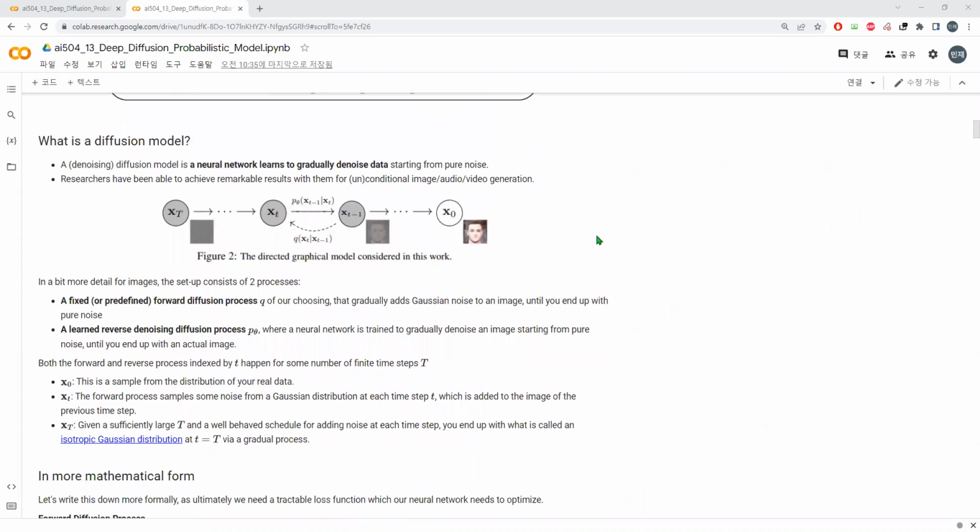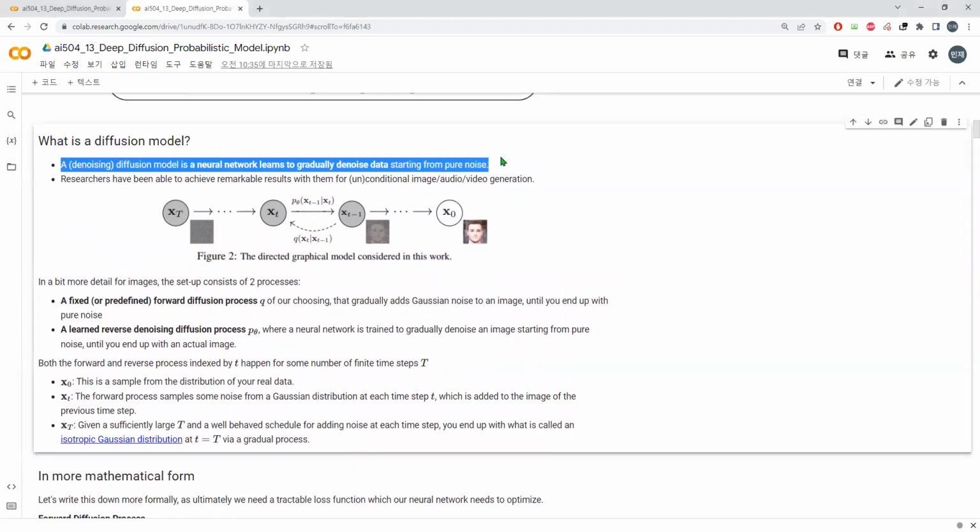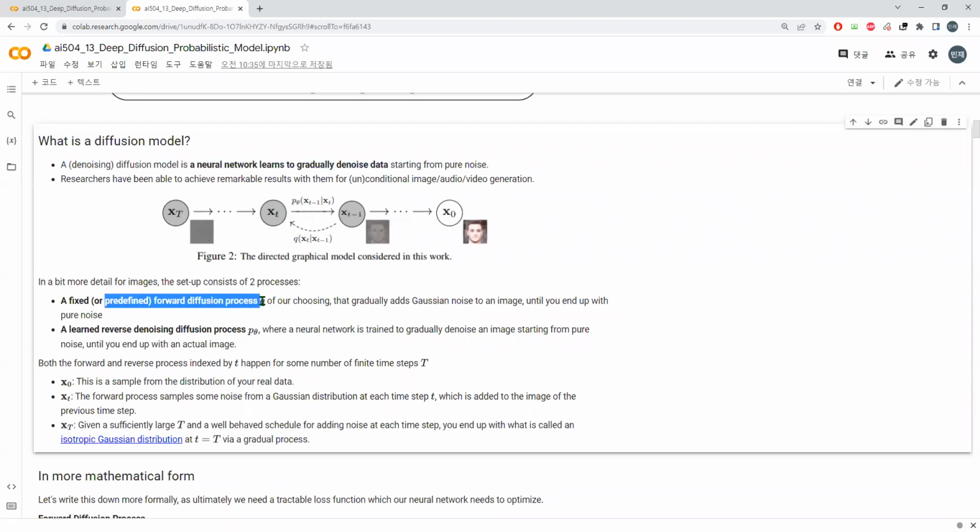Okay, what is a diffusion model? As I already said, the theoretical part was already covered by Professor Edward Choi, but I will briefly cover it again. A diffusion model is a neural network that learns to gradually denoise data. The forward diffusion process q is predefined, which means that there is no learning process. It adds Gaussian noise to an image until you end up with pure noise.